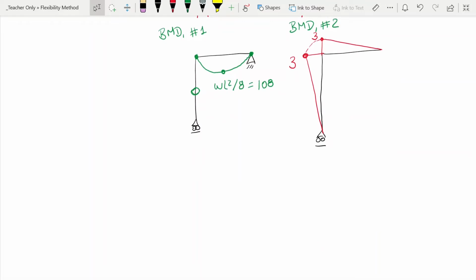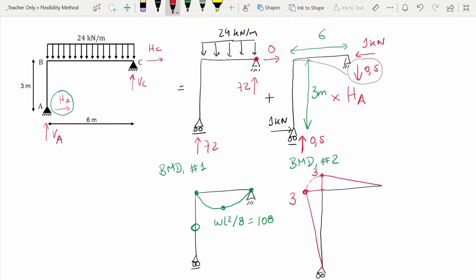Now, our next step is to calculate the horizontal displacement at structure 1. So the first thing we need is this displacement here, horizontal displacement at A for structure 1, and then also calculate in this structure the horizontal displacement at A in structure 2. So let's do first the one from structure 1.